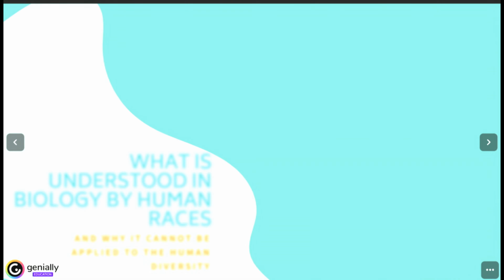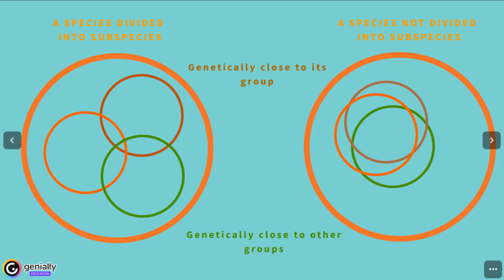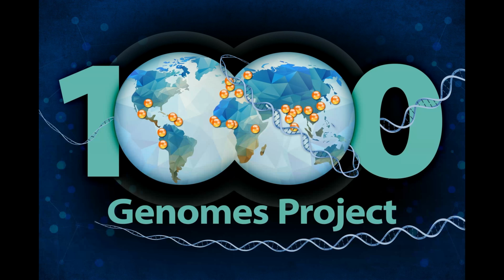The word race is an informal term. It corresponds to what biologists call subspecies. A species is divided into subspecies when it's possible to make up groups of individuals that are more genetically close to each other than to individuals of the other species group.